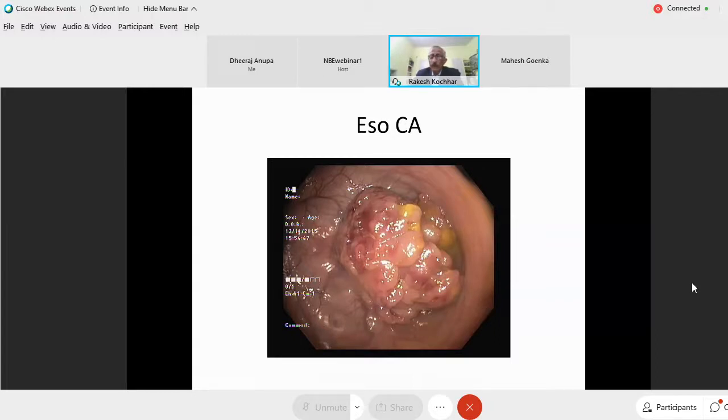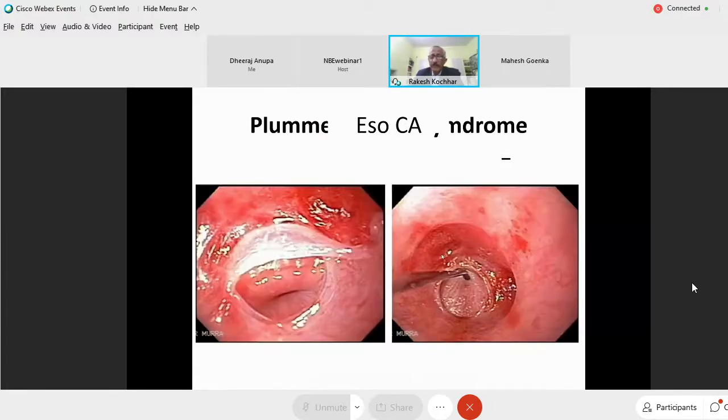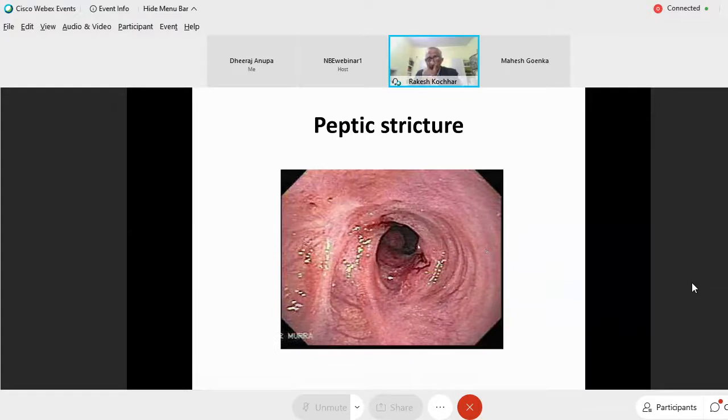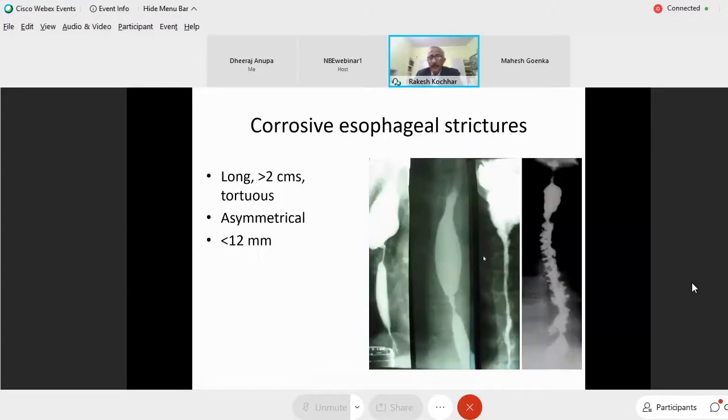So for all endoscopies, don't stop at the first lesion. You must complete the endoscopy up to the second or third part of the duodenum, because there may be additional lesions. Now, this is an example of a peptic stricture. These are examples of corrosive strictures. As I said, you must not stop at the first lesion. Here, this patient has one stricture here, another stricture here. This patient has one stricture here, another stricture here. So your endoscopic examination does not stop here. It must go as far as you can. So you must dilate this and see.